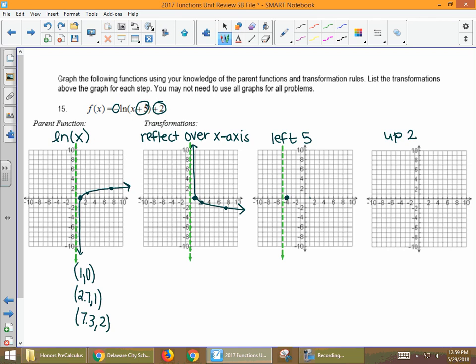Between 2 and 3, down 1. 1, 2, 3, 4, 5. Between 7 and 8, down 2. 1, 2, 3, 4, 5. Double check that. 1, 2, 3, 4, 5, 6, 7, 8. Yep. So you can't see where I'm pointing there when I'm not drawing, but I'm just counting kind of left to right there. So that's all moved left 5. And when I move up 2, my asymptote is not going to change. I still have that asymptote at x equals negative 5.